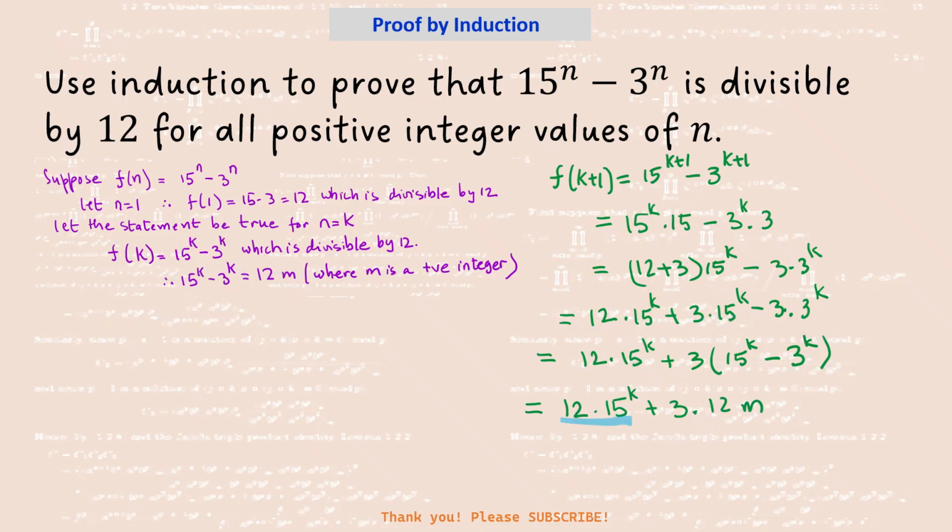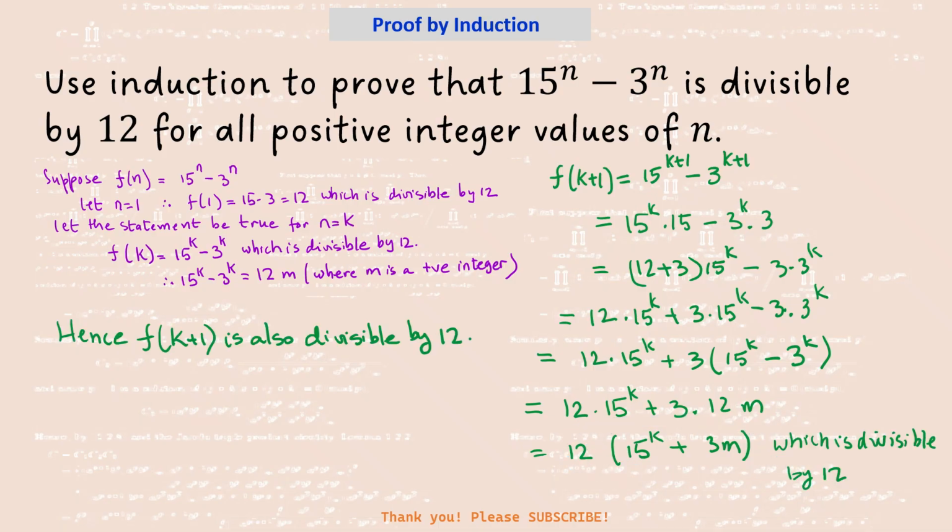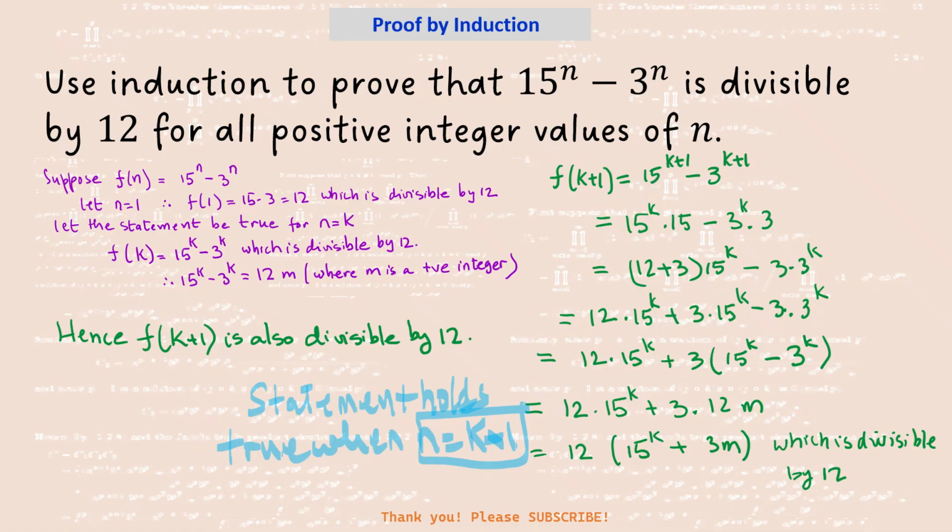12 times 15 to the power k plus 3 times 12m. So then you take 12 outside the bracket, 15 to the power k plus 3m. So this is a multiple of 12. And so we can say that f(k plus 1) is also divisible by 12. So the statement holds true when n equals k plus 1, and hence proved.